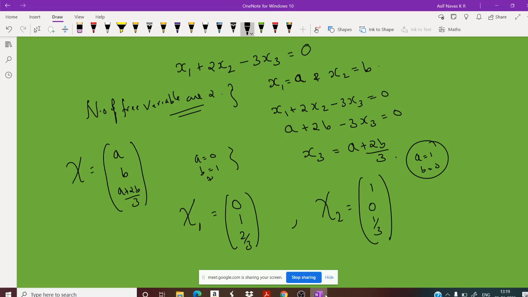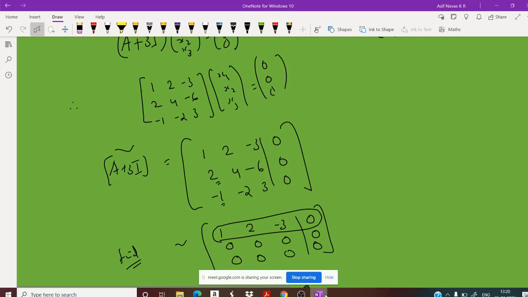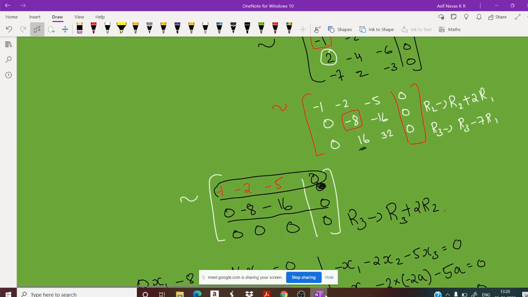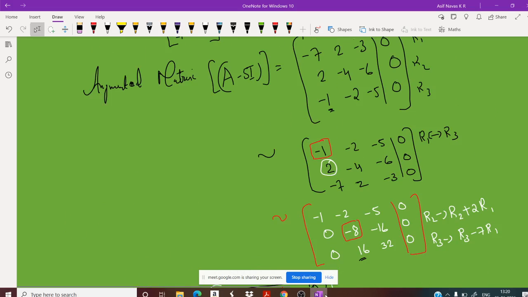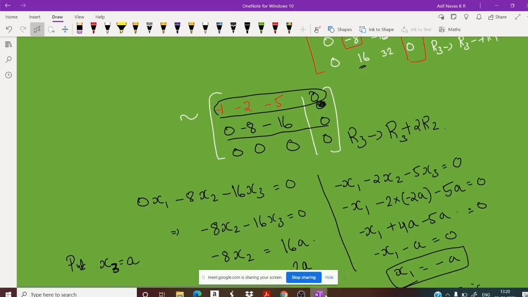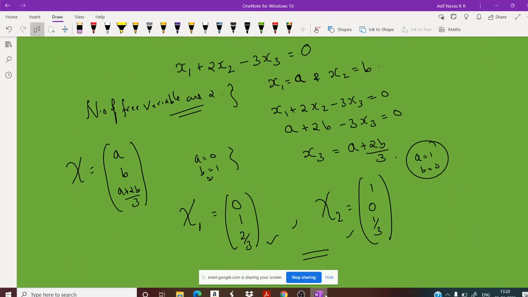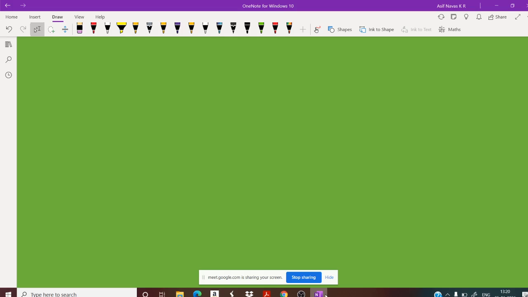So we will get three linearly independent eigenvectors. Here there are two linearly independent eigenvectors for lambda equal to minus 3, and again there is one more eigenvector for lambda is equal to 5. So we get a total of 3 linearly independent eigenvectors for matrix A. Any doubt? Any doubt?